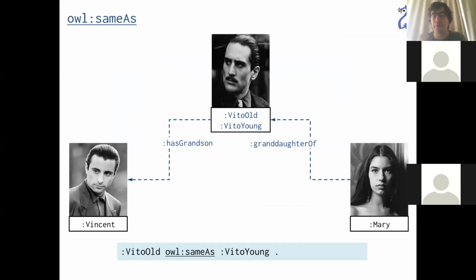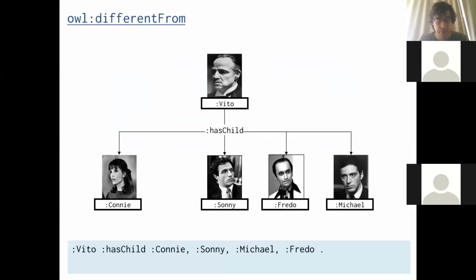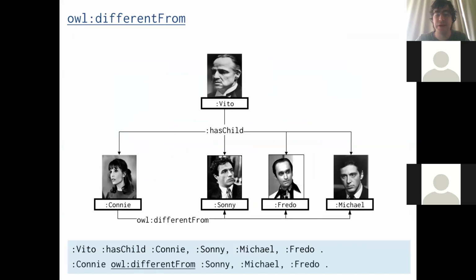So, okay, we can merge the data under both the names for the same entity. So what about if we want to say that they're definitely different, right? So what we can use is different from. So the different from relation, we could say that Connie is different from Sonny, Connie is different from Fredo, Connie is different from Michael, okay?